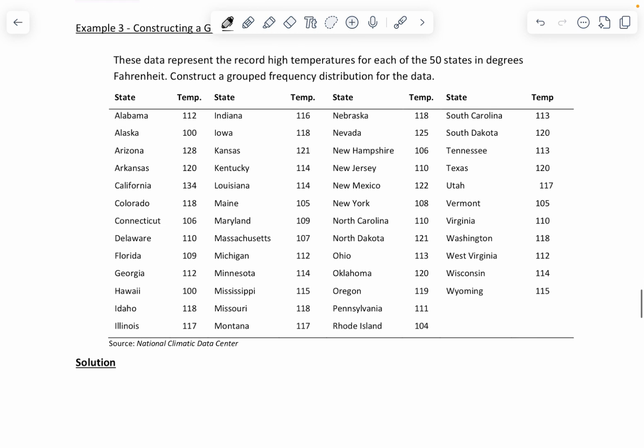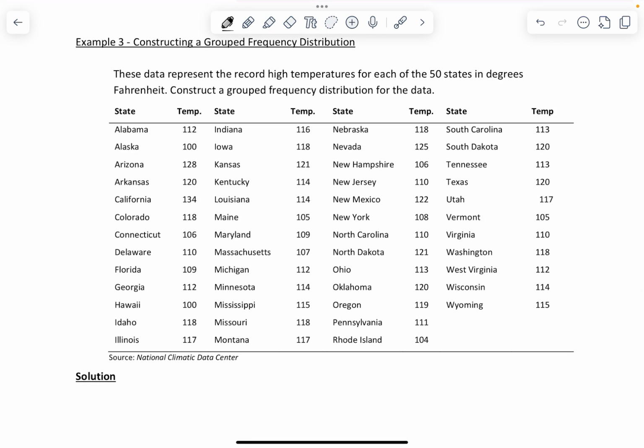Okay, so to get started, we want to do a little bit of work to set this up with a reasonable number of classes. Let's start by finding the highest value and the lowest value. If I scan through this, it looks like the highest value is going to be 134, corresponding to California. The lowest value looks like it is probably 100, corresponding to Alaska. So I'm going to subtract the lowest value from the highest value. That gives me 134 minus 100, which equals 34.